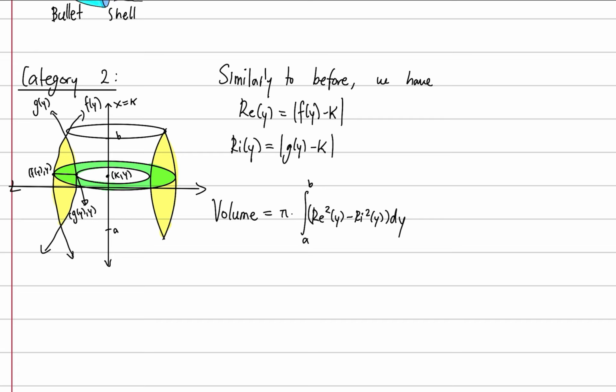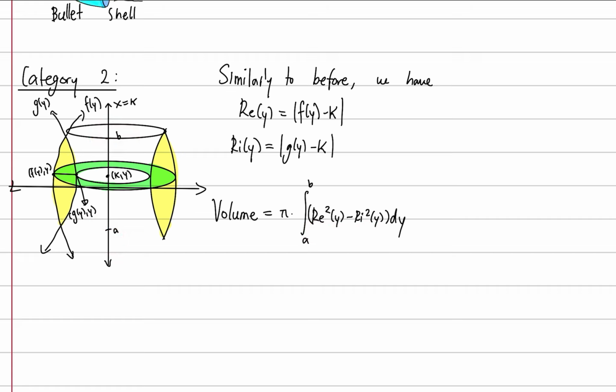And that's interesting, but using the exact same thing that we did before, just with y and just with f of y and g of y, we just have that the interior radius of y is the absolute value of g of y minus k, and the exterior radius of y is the absolute value of f of y minus k. That gives us the volume to be pi times, and remember we're integrating from a to b, so we have pi times the integral from a to b of this difference of squares, dy, all right?